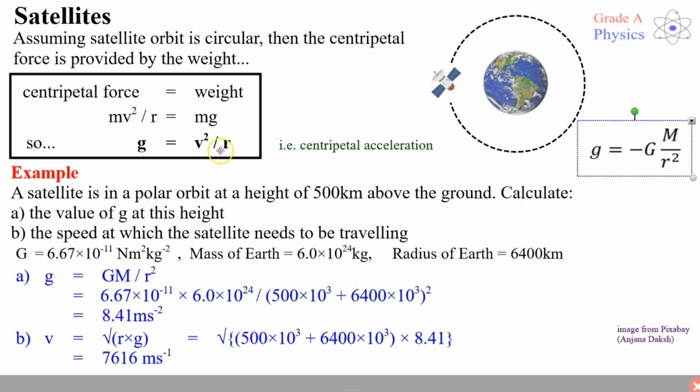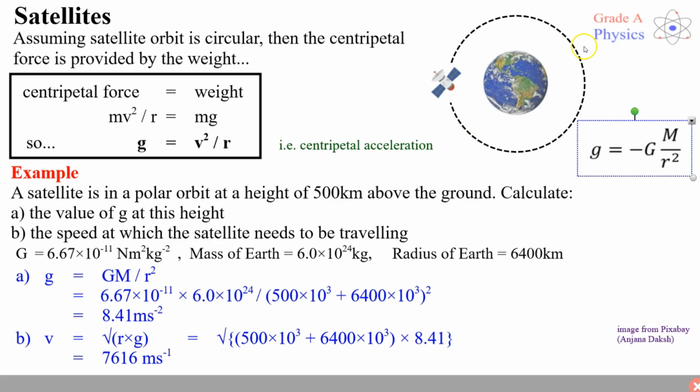Okay, after that, now we've got an expression relating v, r, and g. So we found g, so we can make v the subject. So v is equal to the square root of rg. So once again, the radius is the total radius. That's the radius of the Earth plus the height, all in metres, multiplied by the value of g that we found. And we get a value in this case of 7,616.